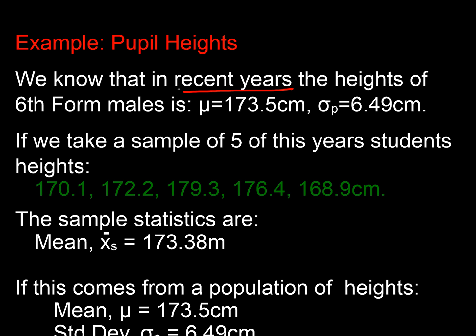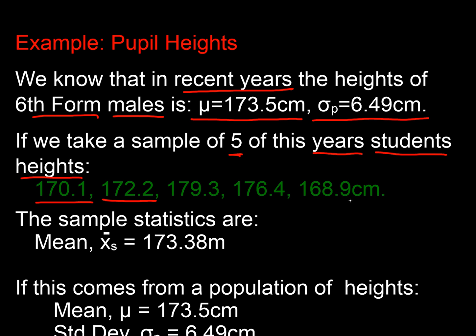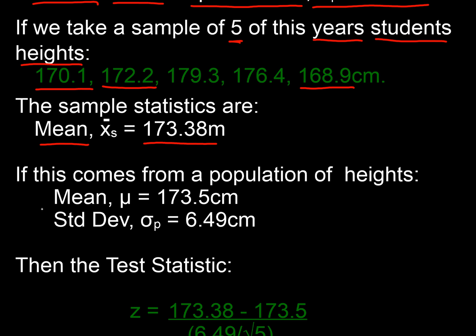In recent years, the heights of male sixth form students are distributed with a mean of 173.5 centimetres and a standard deviation of 6.49. If we take a sample of 5 of this year's students, we can see whether the heights have changed. The first student is 170.1, the second student 172.2, and the final student is 168.9. The mean of that sample is therefore 173.38. And what we can do is compare that against our population, where we've got that mean and standard deviation.